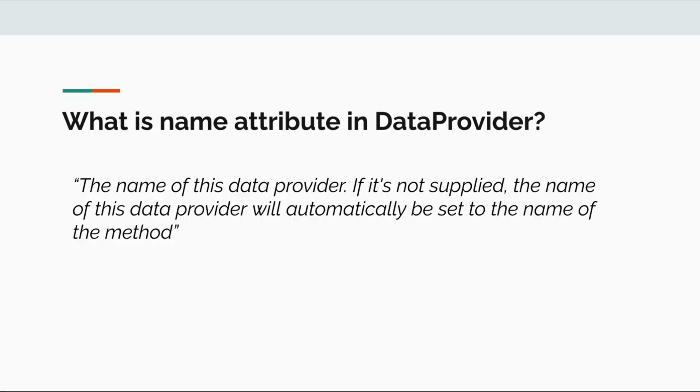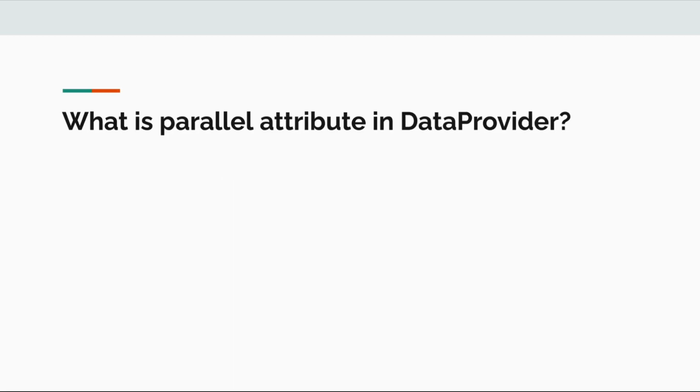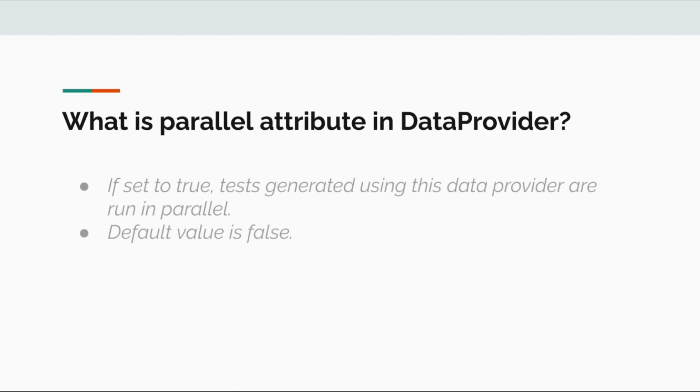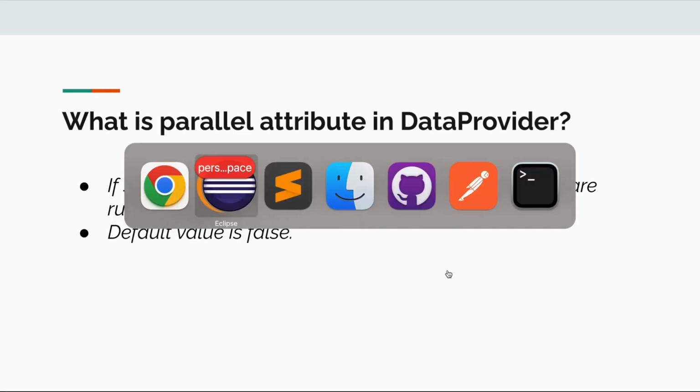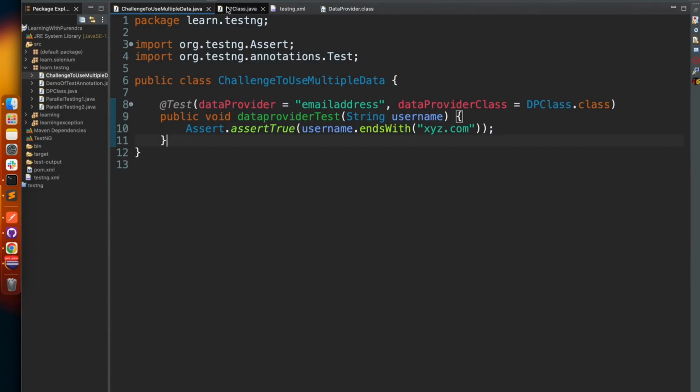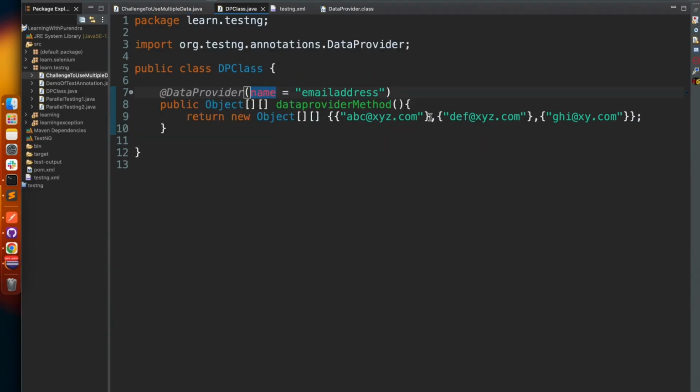Now let's learn another attribute in the data provider. Next is the parallel attribute in the data provider. If we set parallel to true, the tests generated using this data provider will run in parallel automatically, and the default value is false. So let's learn it using a demo. Let me write here parallel equals true.